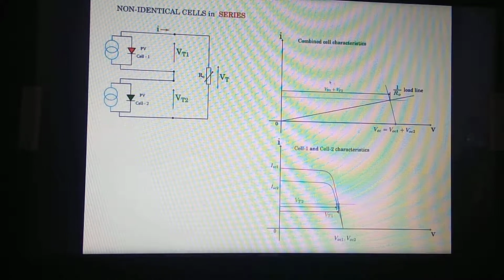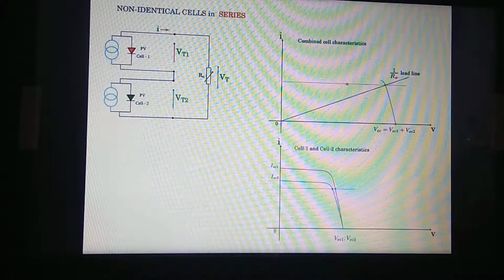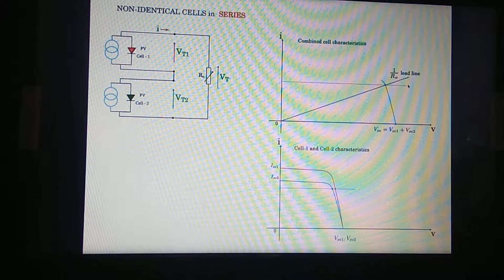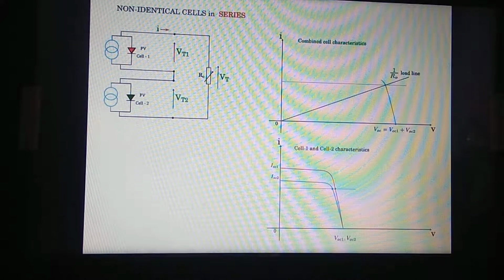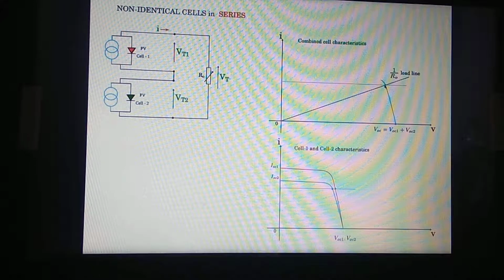Now, let us increase the load further, decrease R0. So you will see that the load line, the slope has increased. This is the increased I0, the load current, and this is the point of intersection. This is the new operating point on the combined cell IV curve. So I get one more point here.